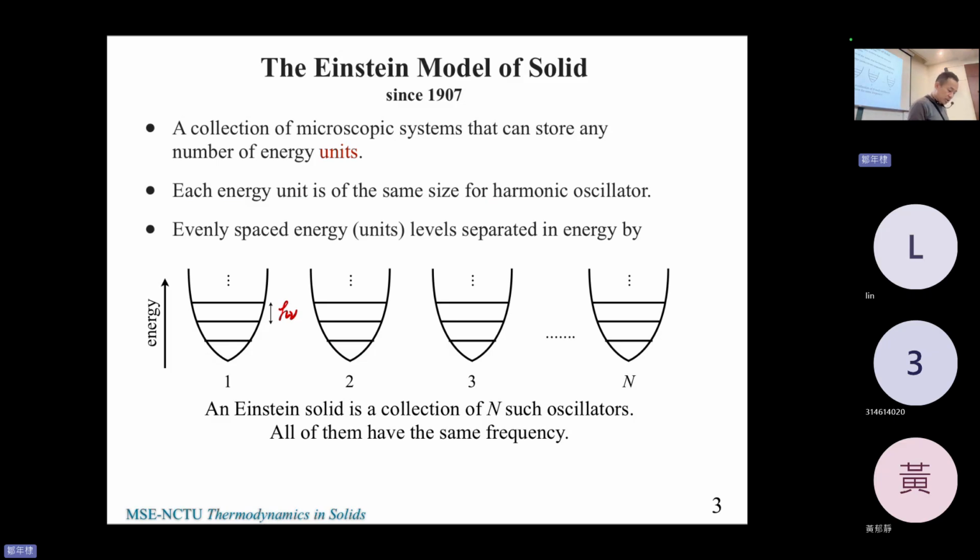And most importantly, an Einstein solid is a collection of n such oscillators, and we assume all the oscillators have the same vibrational frequency. Of course, this is not good. But this is the first, ancient model, so let's learn that first.